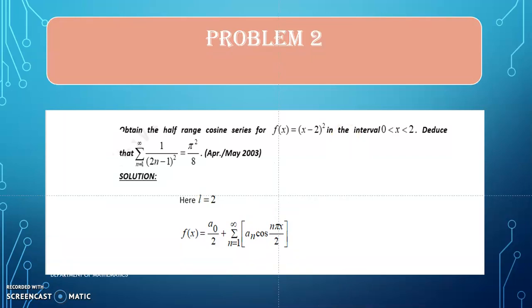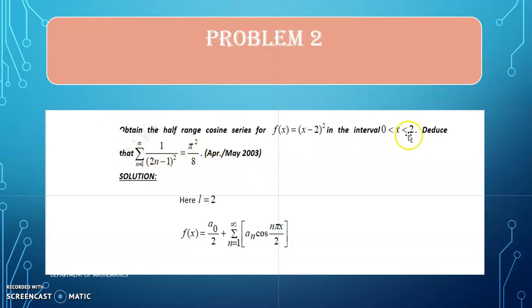Next we are going to see the next problem. Obtain the half range cosine series for f of x is equal to (x minus 2) the whole square in the interval 0 less than x less than 2. Deduce that summation n is equal to 1 to infinity 1 by (2n minus 1) the whole square is equal to pi square by 8.